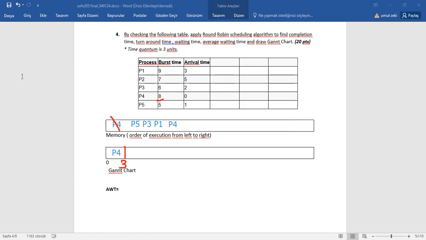And the remaining execution time of P4 is 5. I am writing it here because this 3, I know it is written here. But for this one, not to confuse, I am writing it like this, not to forget. Also, the order of execution is clear here when I did this. I know the next process is P5.